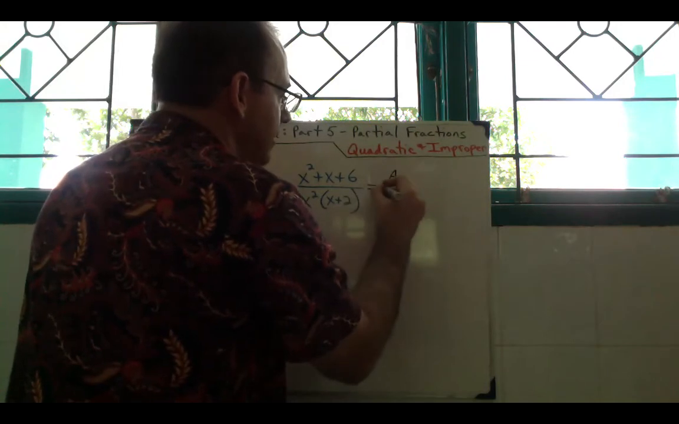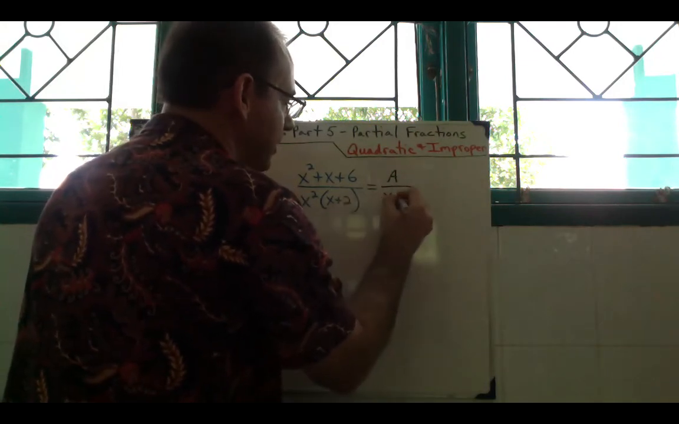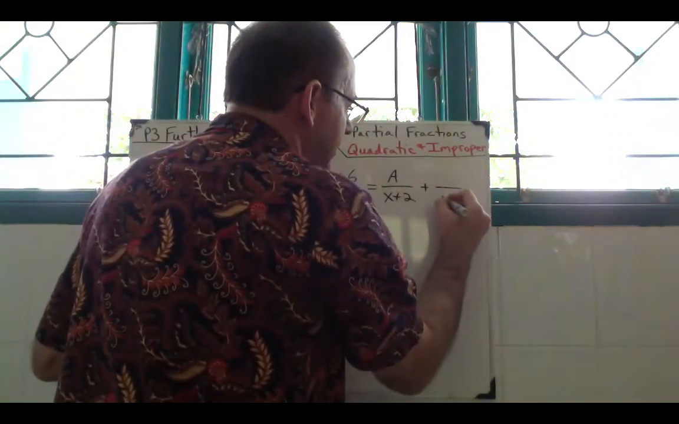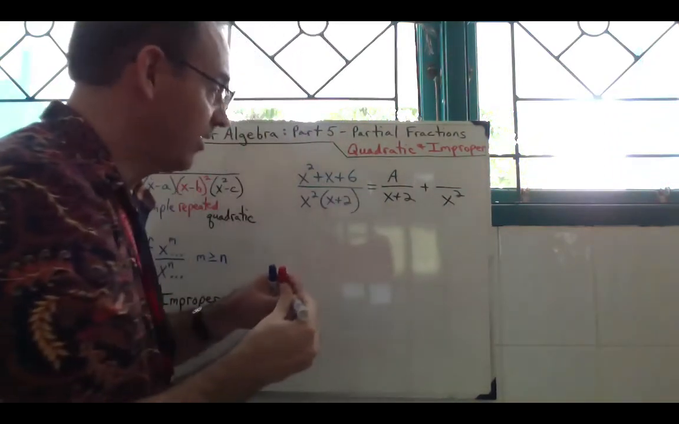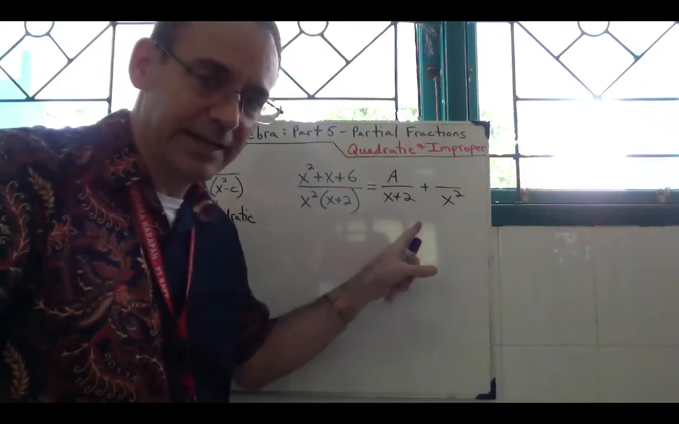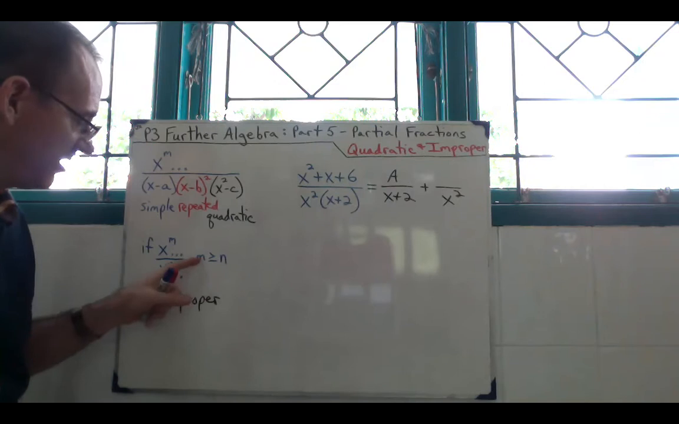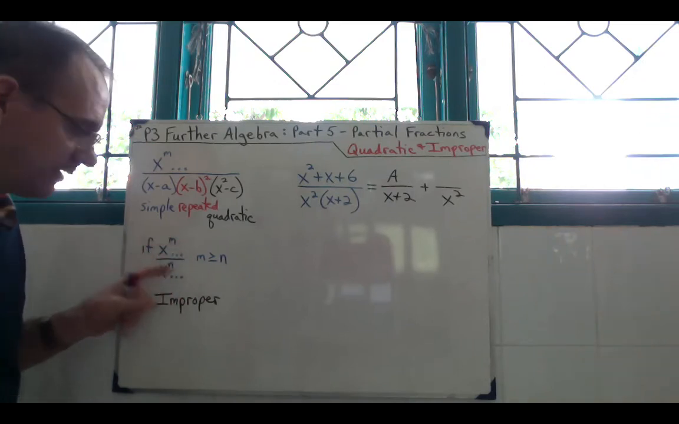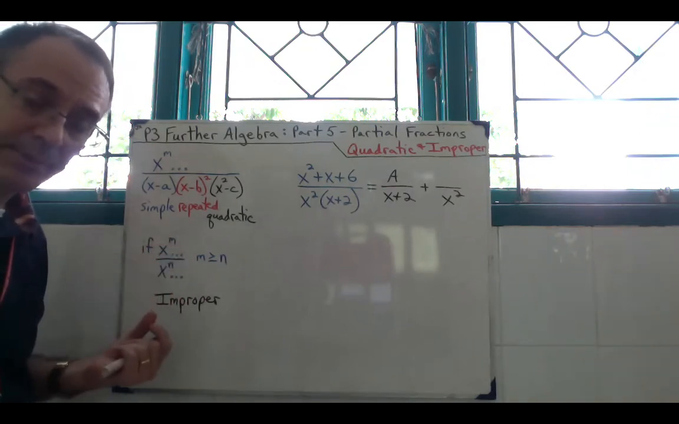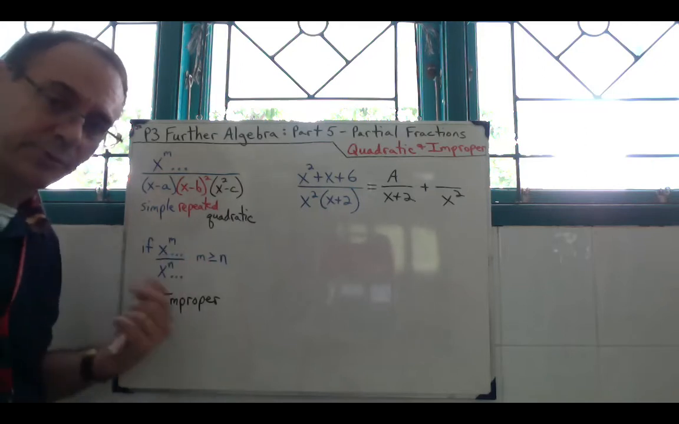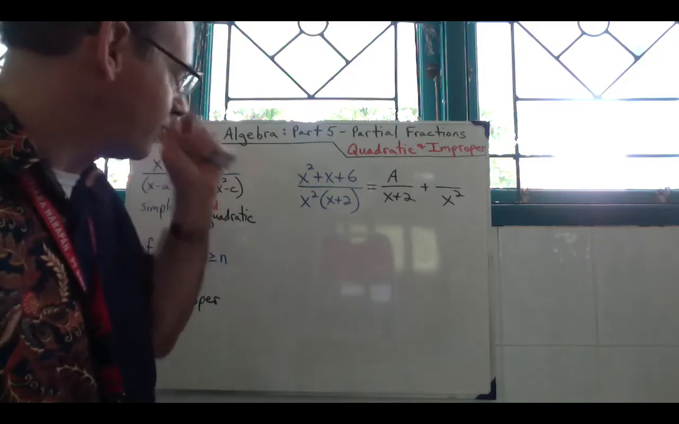Okay, so to set this up, we're going to do the simple one first. So A over x plus 2, and then we're going to do the quadratic. Now, again, remember, if the denominator is linear and we don't want an improper fraction, that means the numerator has to be less than the denominator. If it's greater than or equal to, it's improper. We can't have an improper fraction.